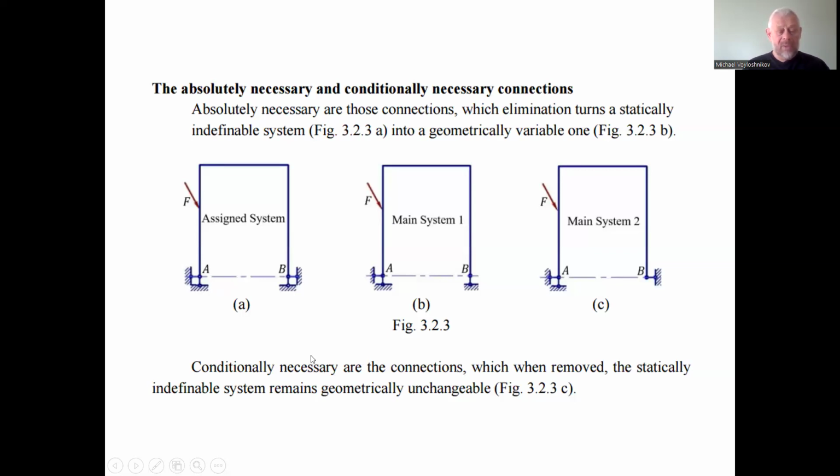This is a one-time statically indefinable system, as we have 1, 2, 3, 4 unknown forces in this mechanical system, but we have 3 balance equations. So, 4 required forces and 3 balance equations. We do not have enough balance equations, so we need one more force to be assigned and found by another way, not only by the balance of this mechanical system.